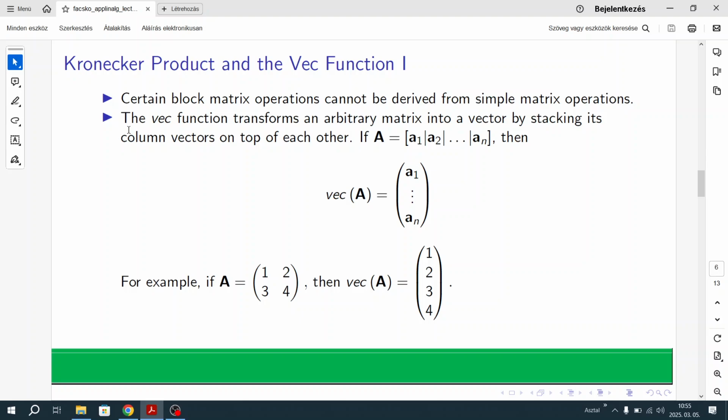For example, if you have 1, 2, 3, 4, then you transform it to this vector. It means each row is put in one column. So this is this operation, but this is only the beginning.